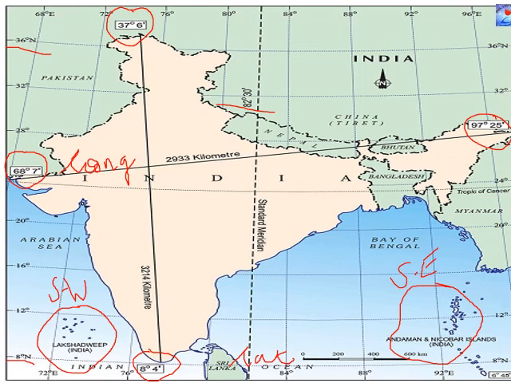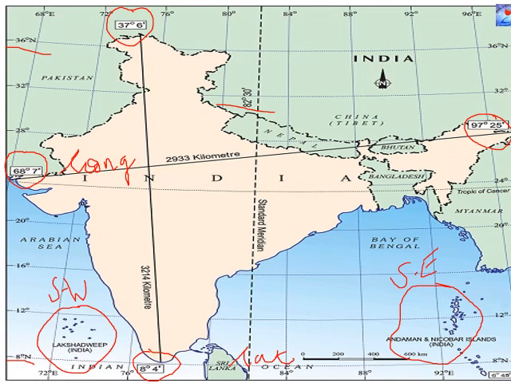Then you can see the Tropic of Cancer, which is exactly at 23 degree 30 minutes north, which divides India into two equal halves. Then we have two main island groups of India. In the southwest, we have Lakshadweep Islands, and in the southeast, we have Andaman and Nicobar Islands. So this is India's location.